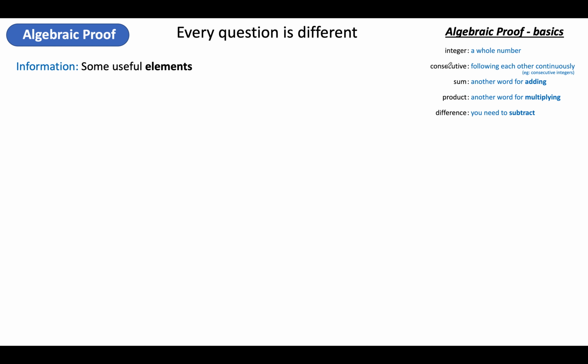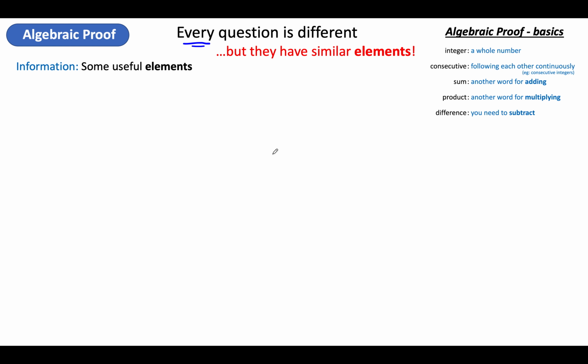Now, every question is different, right? I can't emphasize that enough. Just about every question is different. So that's why algebraic proof can be a bit tough for some people, because there isn't an exact pattern to follow. It's not like the useful things like KFC, keep, flip, change for dividing fractions, or FOIL for expanding double brackets. Every question is different.